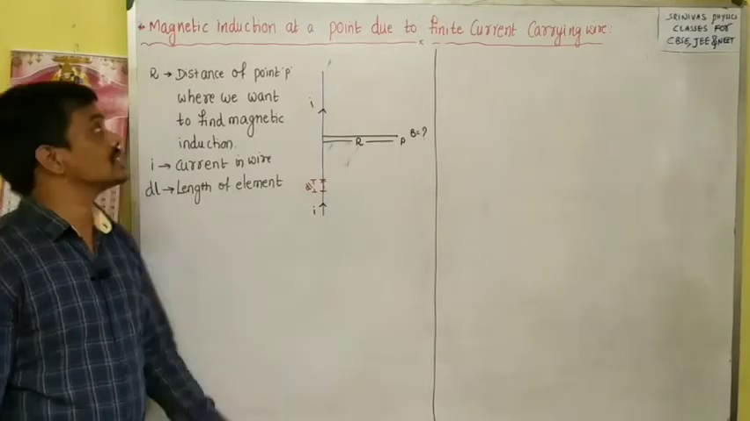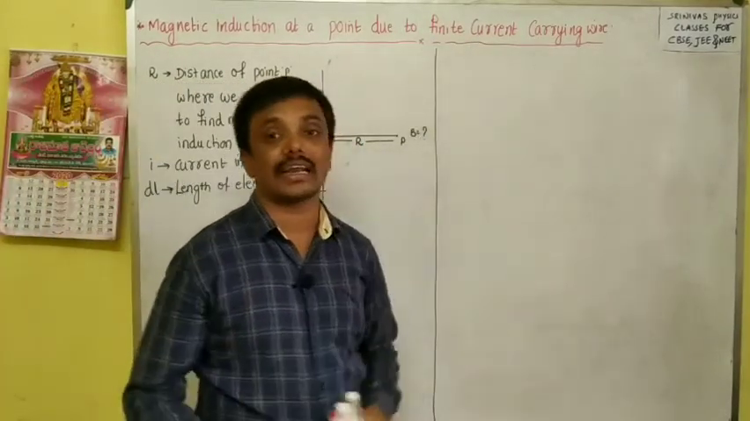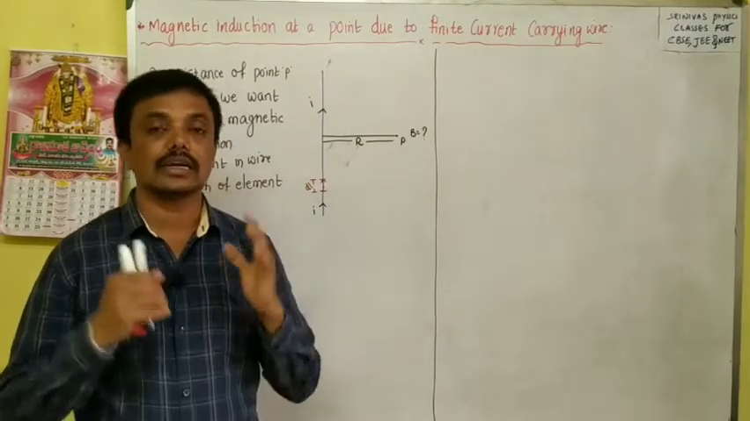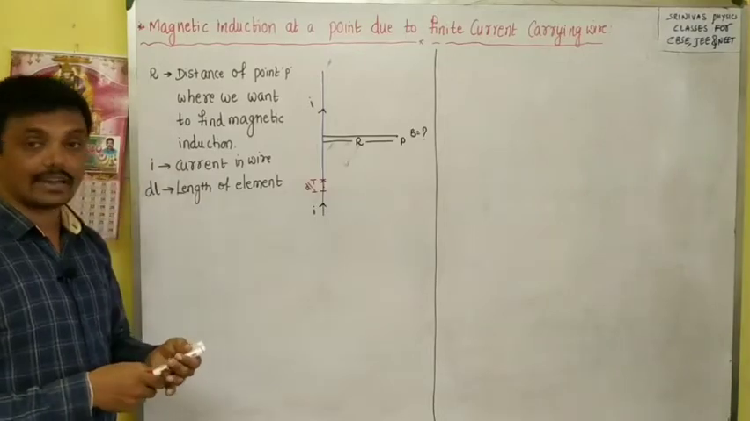Today's topic is magnetic induction at a point due to a finite current carrying wire. Due to the finite current carrying wire, at a certain distance, I want to find out the magnetic induction. Let us see, listen very carefully.